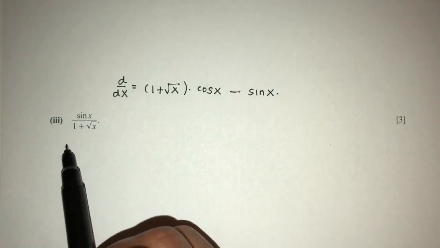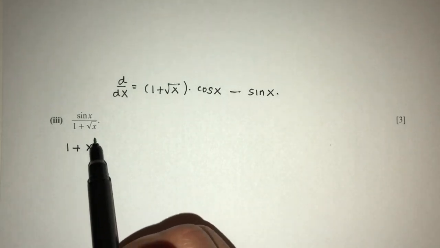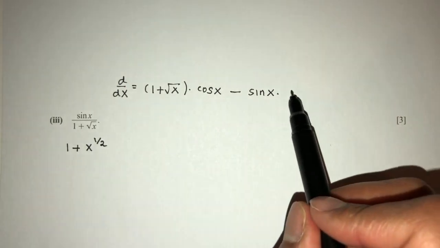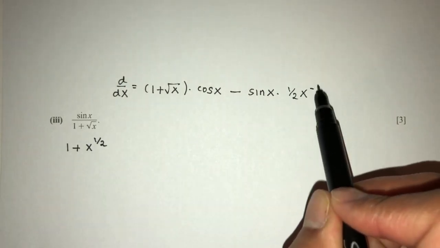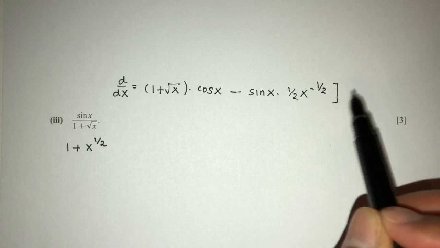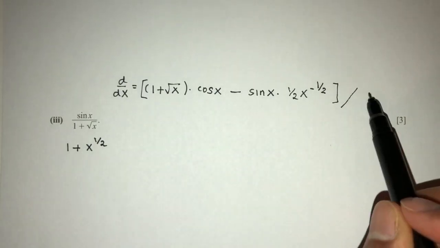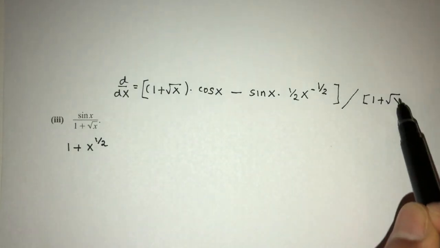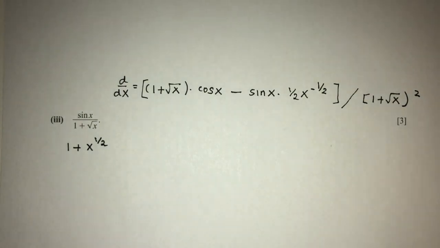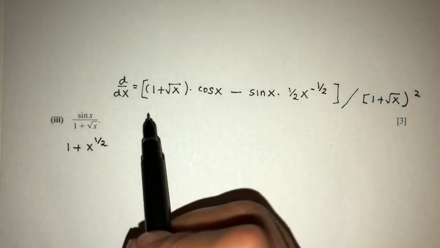We have to write this down again as 1 plus x power half. So that will give you half x power minus half. Then of course everything divided by the denominator square. How would you find this? Now we have to simplify this one.